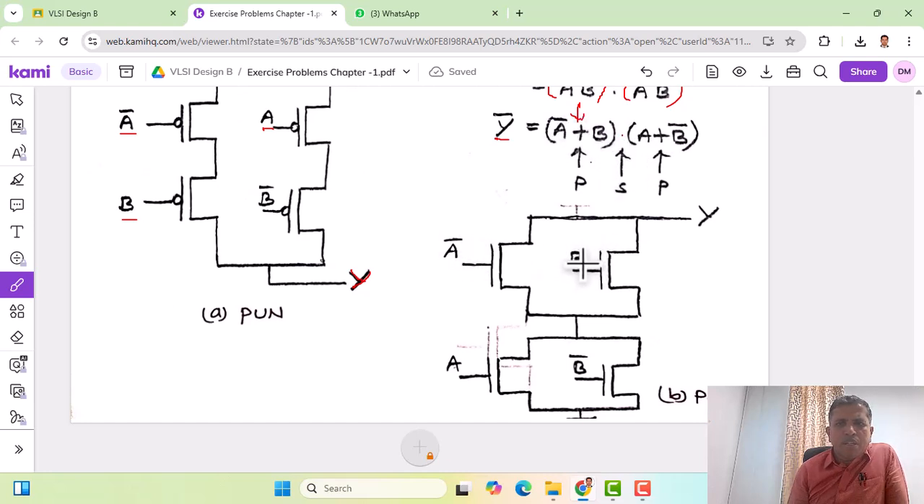So A bar here and B, we connect two transistors in parallel, and that should be in series with another pair of transistors, A and B bar. So we have another two NMOS transistors, one with input A, the other with input B bar. This forms the pull-down network. As usual, one end is tied to the ground and the other end is connected to the output Y. When we combine this Y with the pull-up network, it forms a CMOS structure.